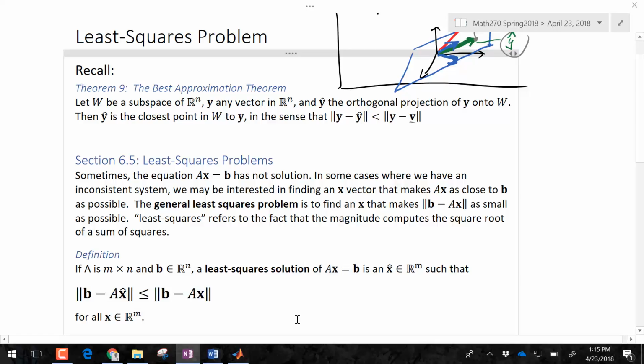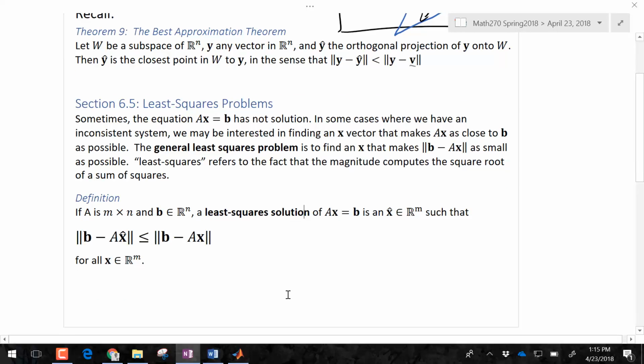So the solution is that vector that gives you the smallest difference between your b vector and a vector that's in the span of Ax. Turns out that it's going to be in the span of the column vectors of A. So the question is, what is A, or how does A play into this, the matrix A?